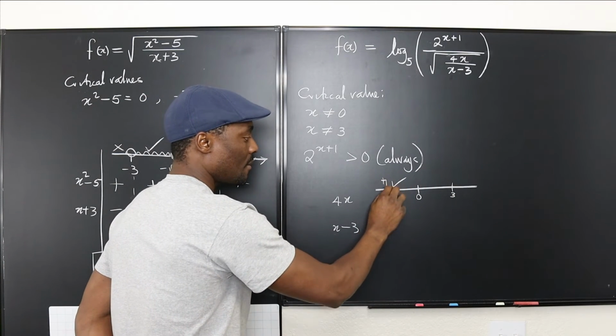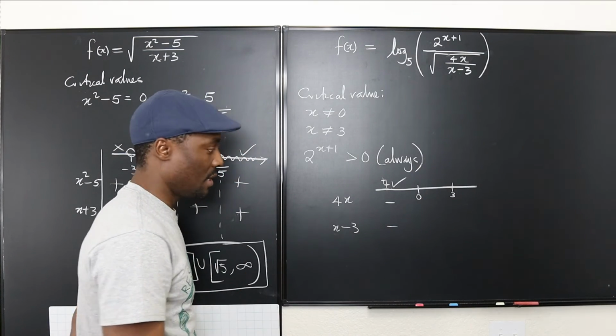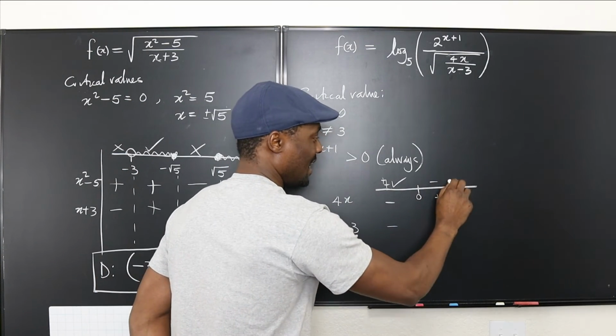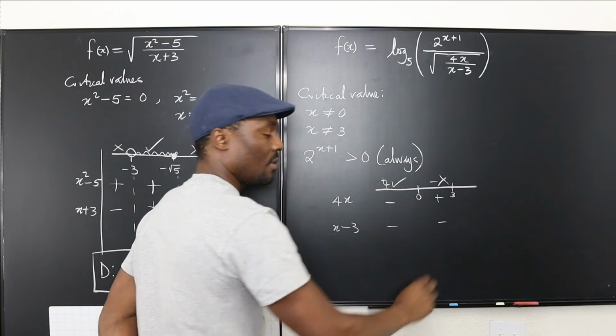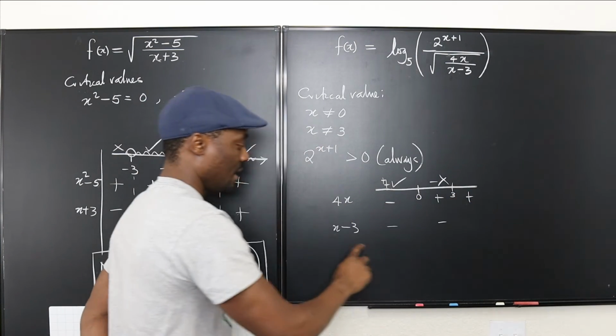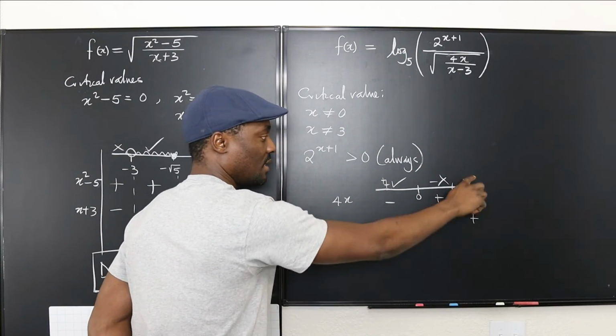Okay? Now let's go here. Pick a number between 0 and 3. I'm going to pick 1. Put 1 here, this is going to be positive. Put 1 here, this is going to be negative. So this is a negative region. We don't want it. Okay, now let's go to the third part. Let's pick a number 4. This is going to be positive, and this is also going to be positive. So we're going to take this region because positive, positive is positive.